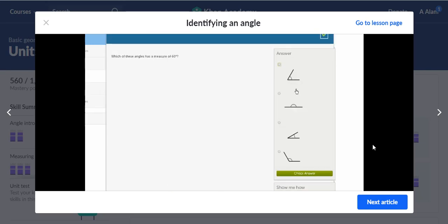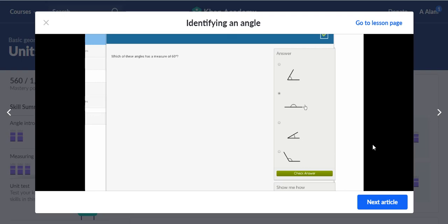Let's do one more just for fun. Which of these angles has a measure of 60 degrees? So there's a couple that we can immediately rule out. This angle here is clearly more than 90 degrees. It's an obtuse angle. This angle here is 180 degrees. So we're going to have to pick between these two. And we can assume that these are all at scale.